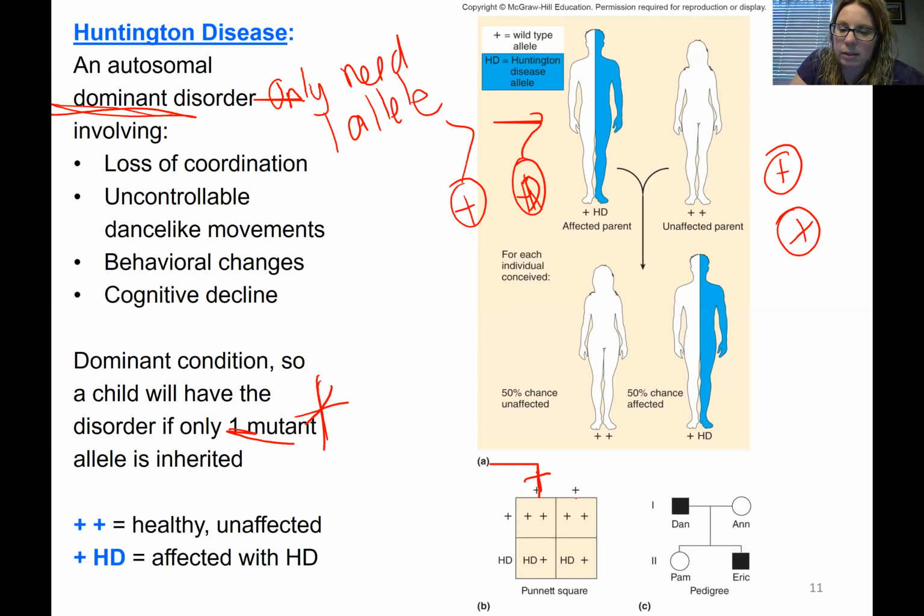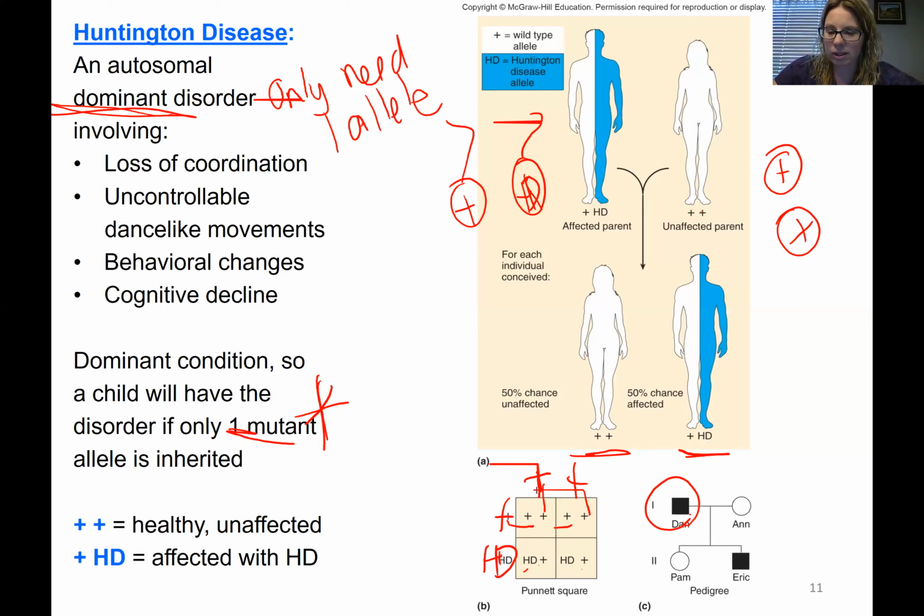So here's what we would have in our Punnett square. Mom could be plus or plus. Dad could be plus or HD. So if we go top and side, you get plus plus, or HD plus, HD plus. So you basically have a 50-50 chance of having an affected child. Now the pedigree looks a little bit different here.